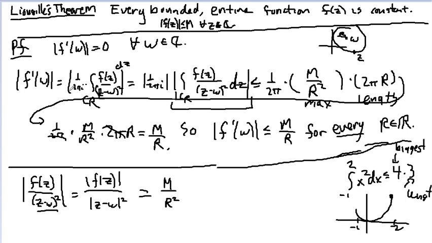So hi, welcome back. This is Liouville's theorem part 2. Every bounded entire function has to be constant. The way I'm going to prove that is I'm going to prove that the modulus of the derivative at every single point has to be 0.